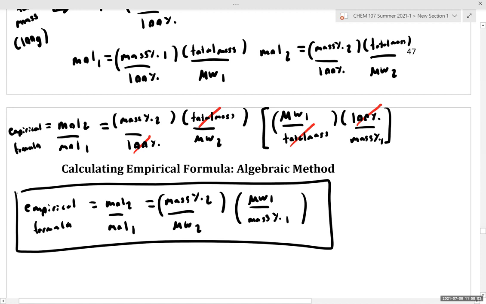Does this make sense to everyone? Does everyone see how we obtained this equation? Any questions on this thought process?